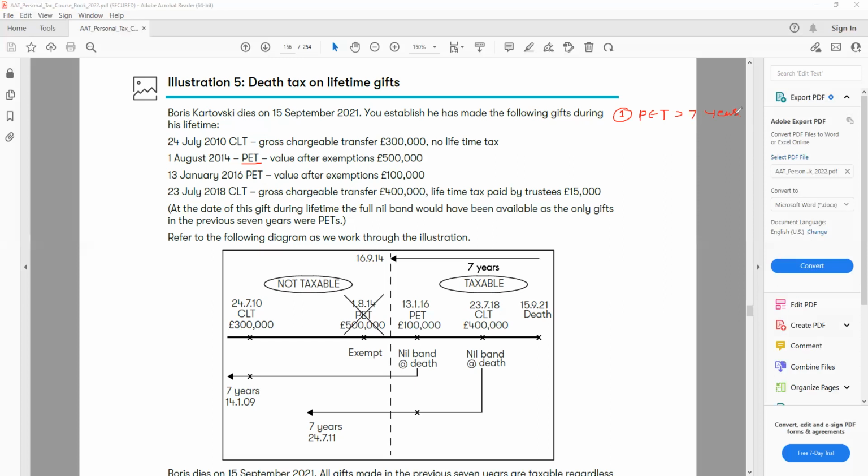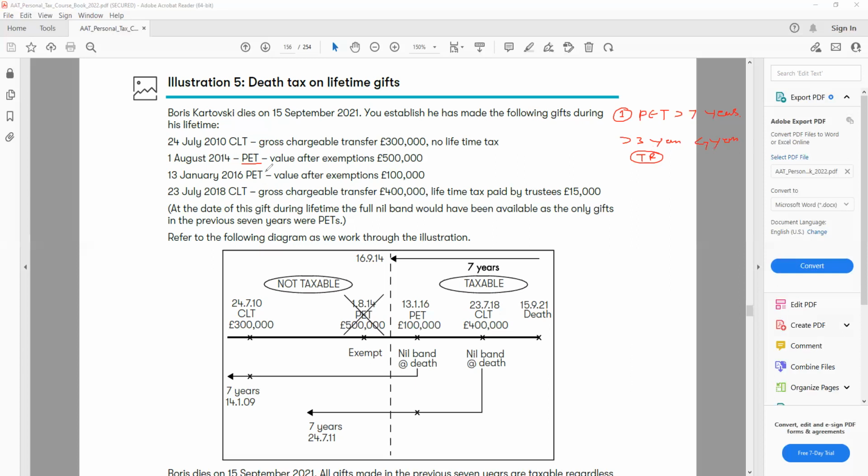If the person survived less than 7 years, we need to look at how many years the person survived. If it is more than 3 years and less than 7 years, then there will be some relief, and we call it taper relief. So they'll get some relief if the person survives at least 3 years and dies within 7 years.